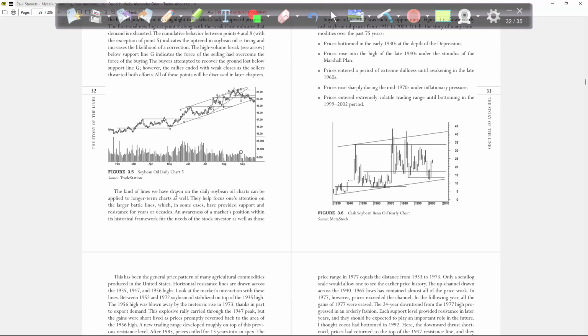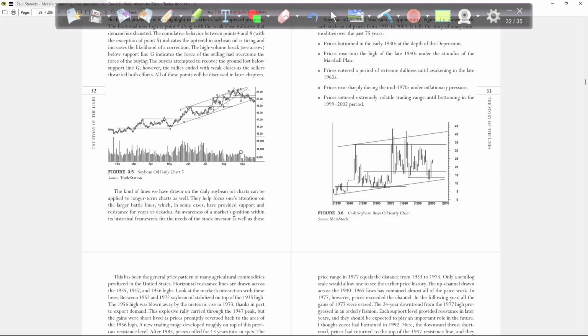The kind of lines we have drawn on the daily soybean oil charts can be applied to longer term charts as well, and they help focus one's attention on the larger battle lines, which in some cases have provided support and resistance for years or decades.